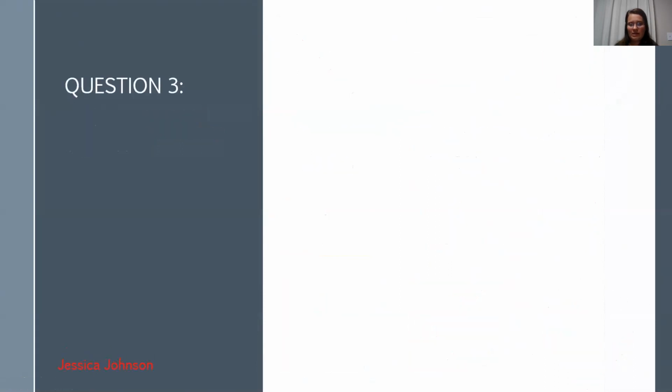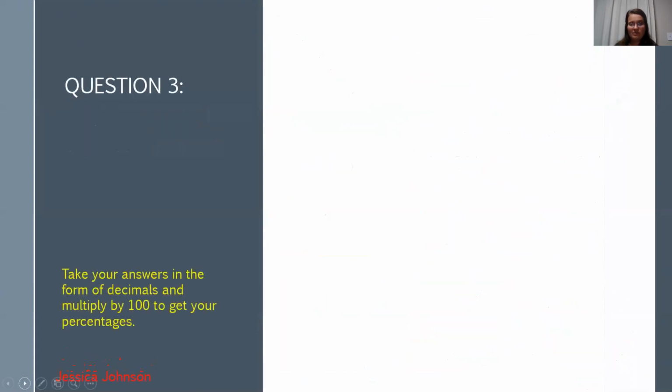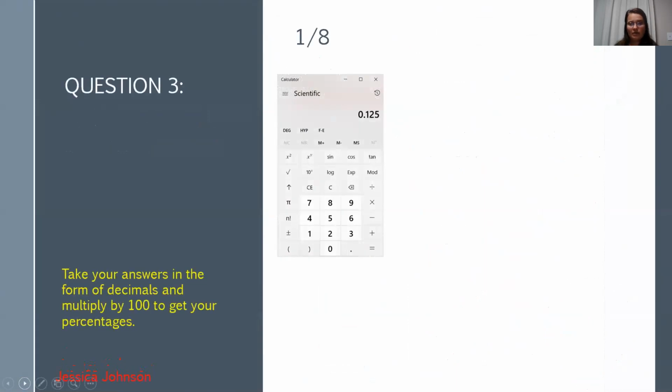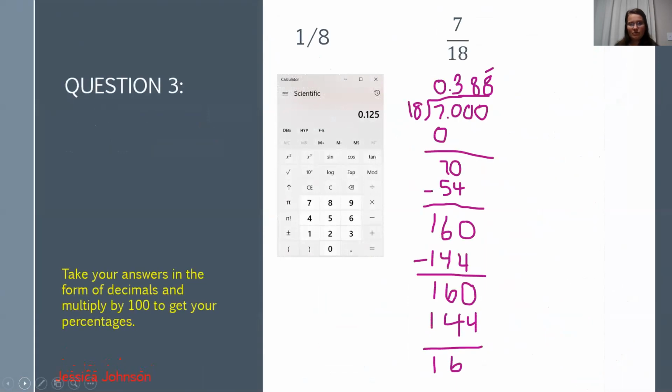I want to show you 3 different methods that you can use to obtain your answers. The first one, you could use a calculator, but what fun is that? The second way, you could use long division. If you'll notice that 7.000 is still 7, no matter how many zeros you put after the decimal. We needed to add zeros because 18 cannot go into 7.